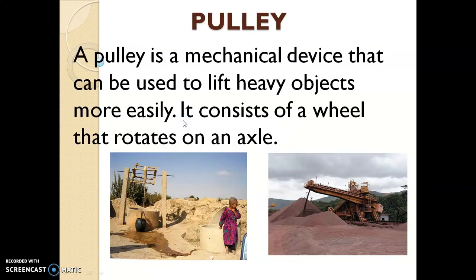What is pulley? A pulley is a mechanical device that can be used to lift heavy objects more easily. It consists of a wheel that rotates on an axle. This is another example of a pulley. This is an iron ore, and this pulley is being used to lift the iron from the soil.